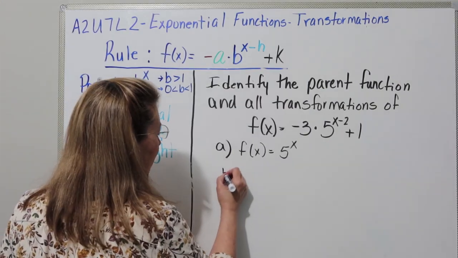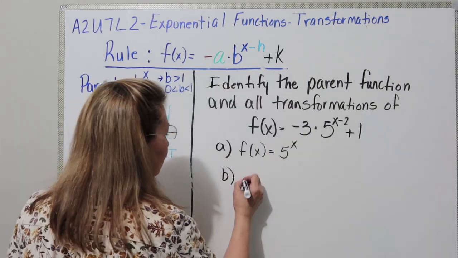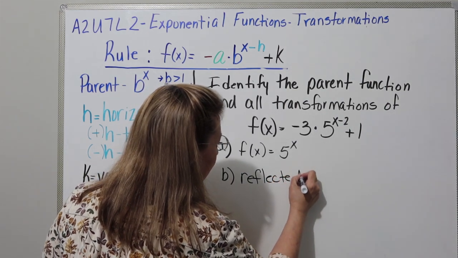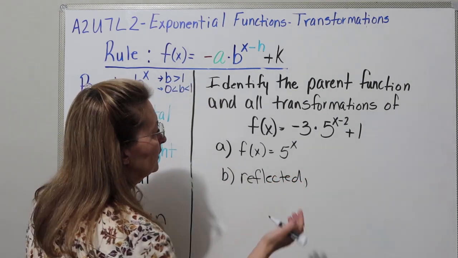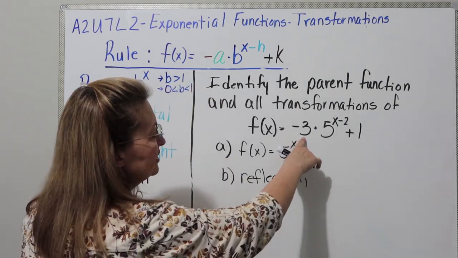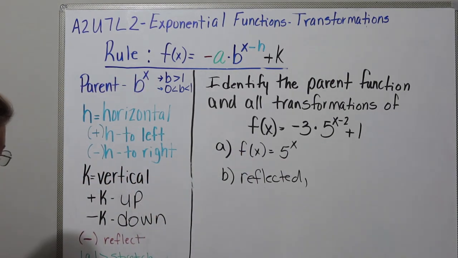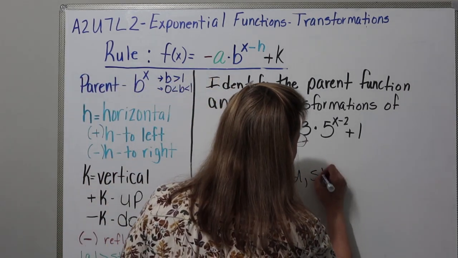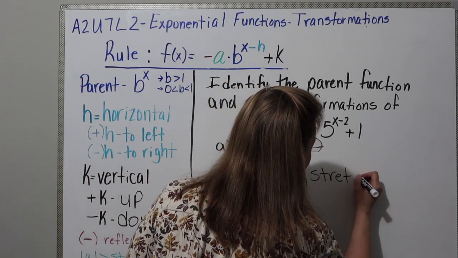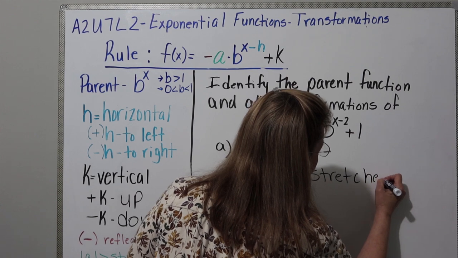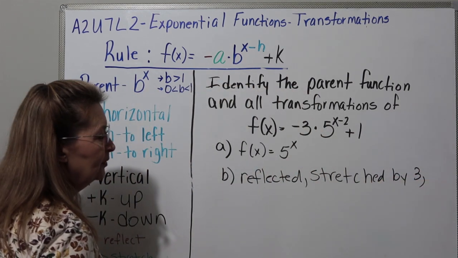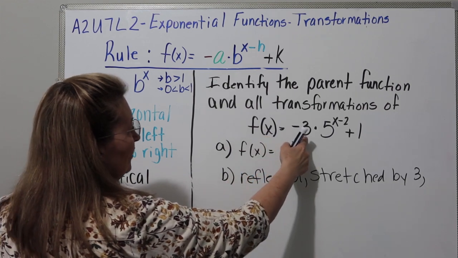So my transformations are, this negative means it's going to be reflected about the x-axis. All right, this number, since it's a whole number, this is an a, and it means it's going to be stretched by a factor of 3. So you can just write your stretching and compressing with the word by. So it's stretched by a factor of 3. All right, that takes care of the minus and the 3.